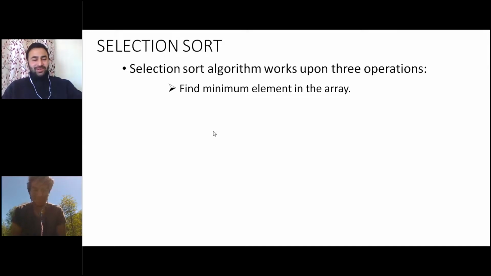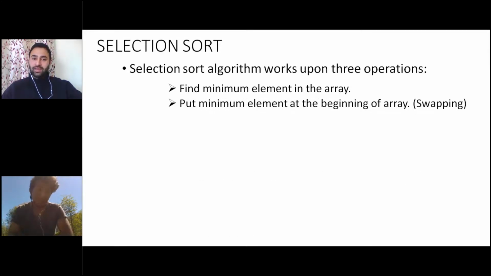Okay, this is the selection sort algorithm, and the first operation is to find the minimum element in the array. You have to find first of all what is the minimum element in this array, and then you have to put that minimum element at the beginning of the array. So you are going to arrange this array also in ascending order. So this is the logic.